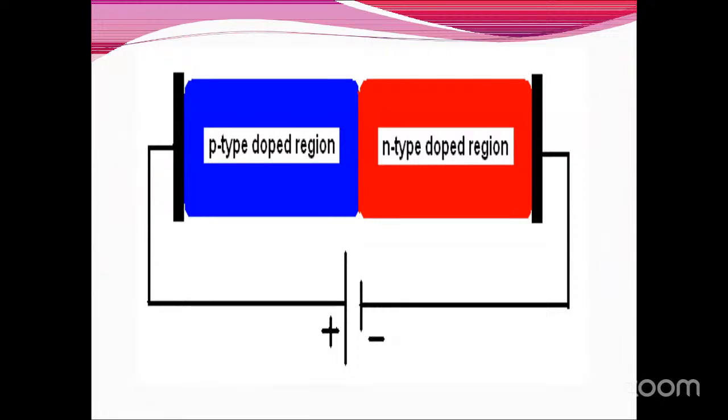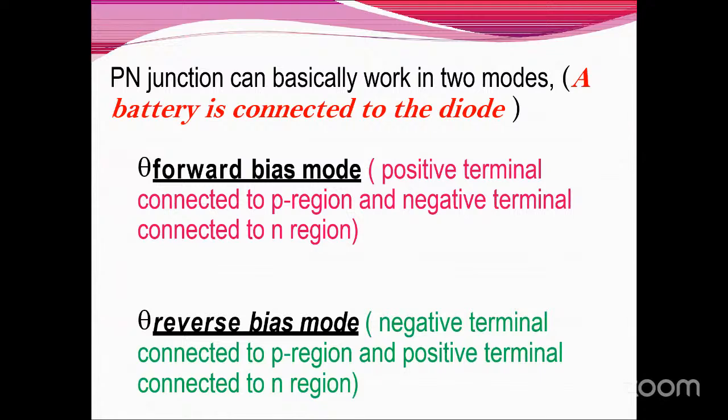Now, biasing. Biasing means the current is made to flow through a component from one place to another. There are two types of biasing: one is forward bias and the other is reverse bias. Here the left-hand side is the P type doped region, which is adjacent to and joined with the N type doped region. A potential, positive and negative, is to be applied. So the PN junction can basically work in two methods when a battery is connected to the diode: forward bias mode and reverse bias mode.